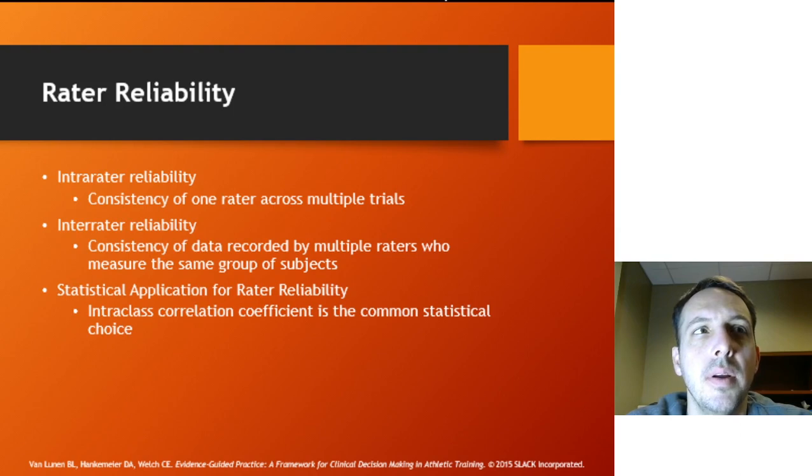itself. Inter-rater reliability is the consistency of data recorded by multiple raters. And so inter-rater reliability is between different raters. And so this often has to do with the strength of the procedure itself. And the intra-class correlation coefficient is the statistic that's going to be most commonly used to define reliability. And this is going to define reliability in ratio and interval data sets.